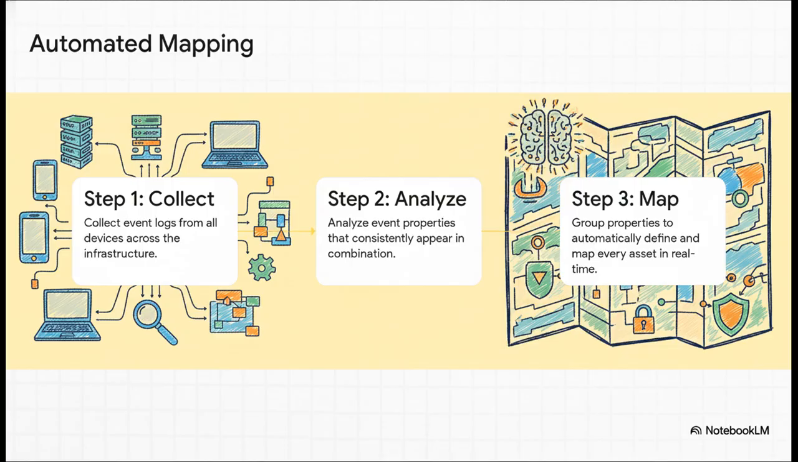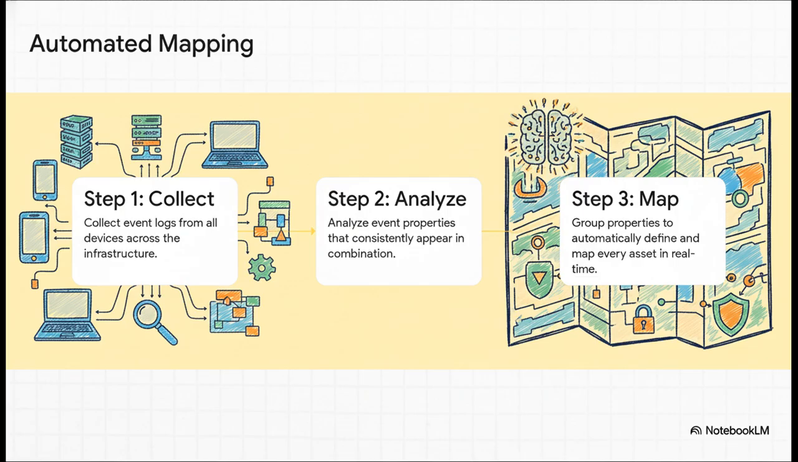And the process itself is actually pretty elegant. First, the system just listens. It quietly collects all those event logs from everything. Then it crunches the data, looking for properties that are always paired up, like a specific process ID that always runs with a specific process name. And finally, it groups those linked properties together to build that live, always current map of every single asset on the network.